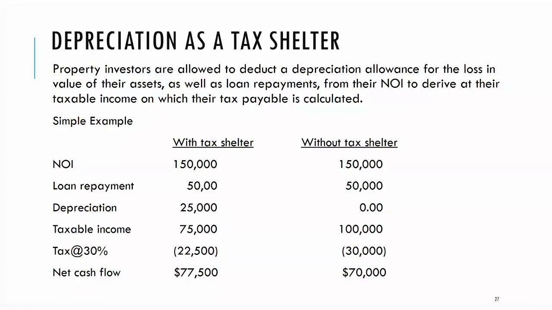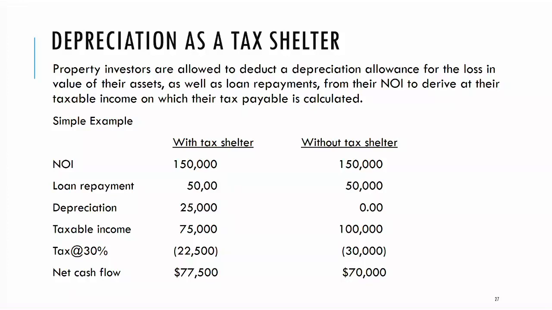Remember, depreciation is not an actual cash outflow, but it is an allowance. So we allow companies to deduct depreciation. So in this case, 25,000. So your total taxable income is 25,000. The tax rate is 30% since it's a company. So you pay 22,500 tax, and your net cash flow is 77,500.